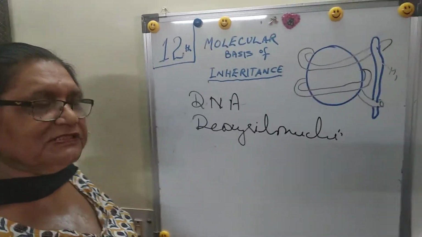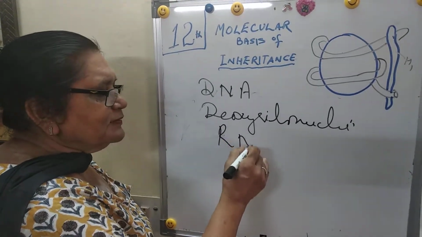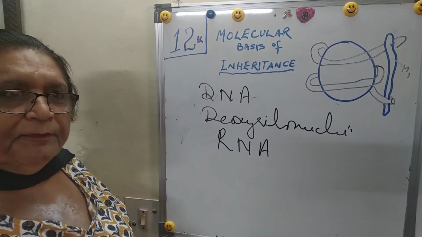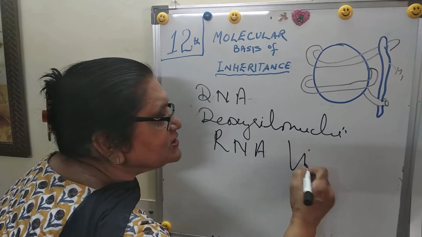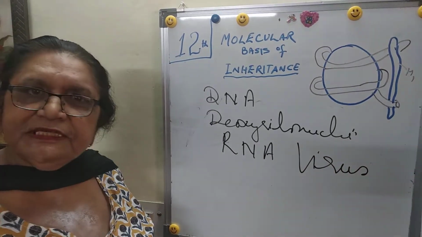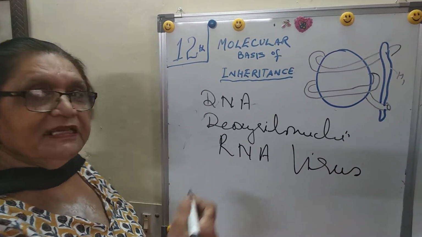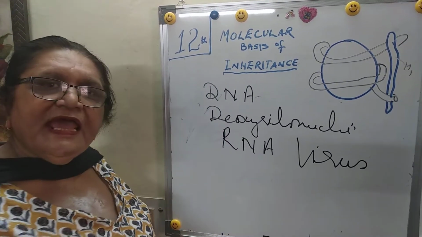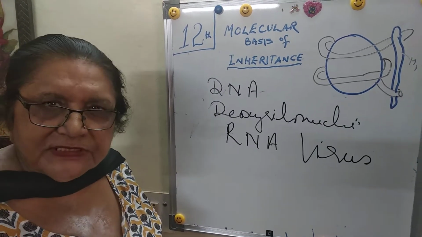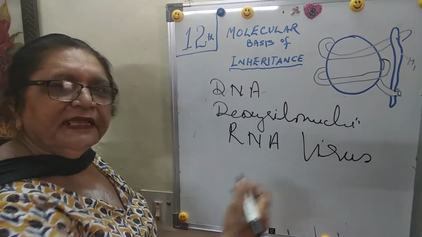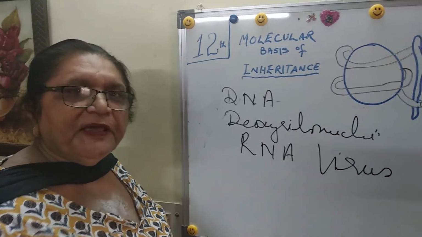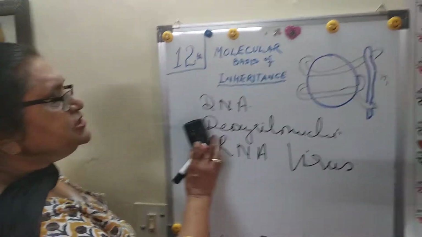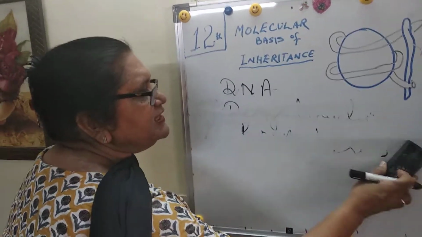We will explain the structure now. But some organisms also have RNA as a genetic material, mostly viruses. But RNA is not as stable. It remains unstable, so DNA is the stable genetic material. Next we will discuss the experiments also, but before that, we will discuss the various structures present in the DNA.